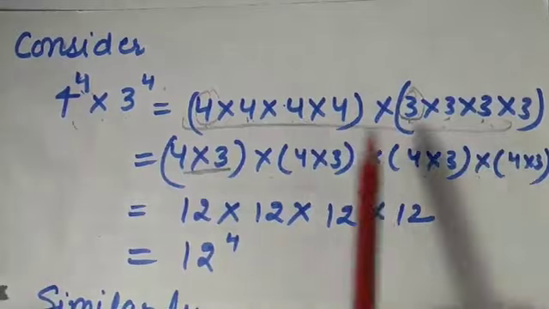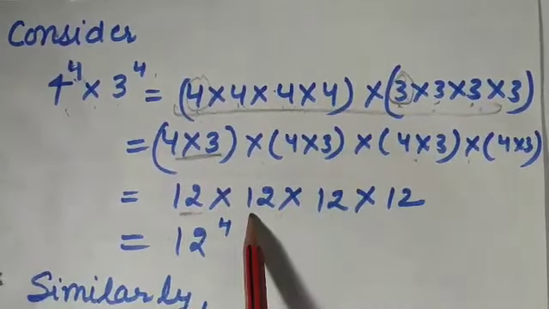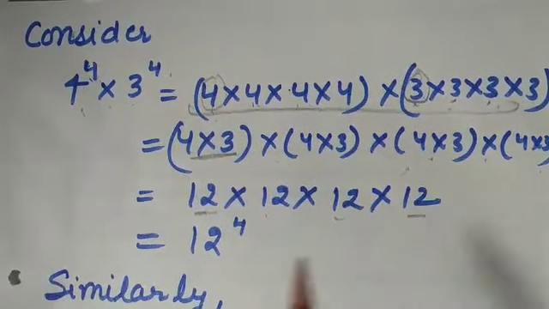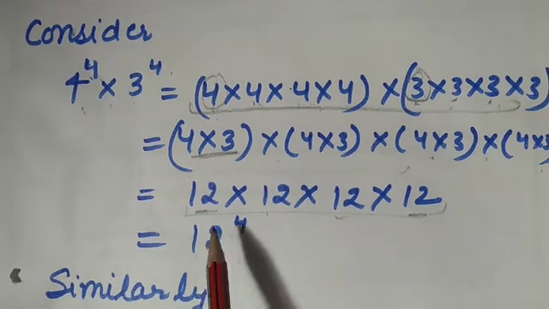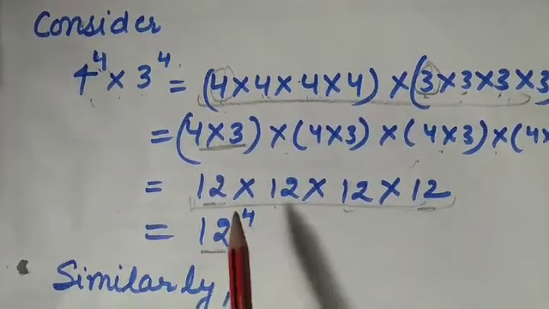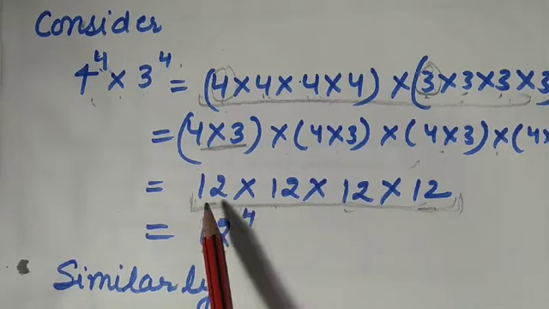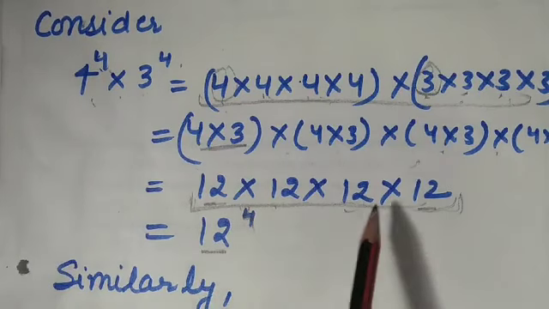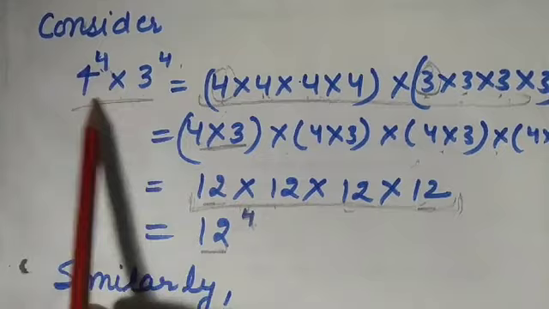Again 4 into 3. 4 into 3. Now what am I getting? 4 into 3 is 12. Again 4 into 3 is 12. 4 into 3 is 12, 4 into 3 is 12. So I am getting four 12s and they are being multiplied. So this can be written in exponential form as 12 raised to the power 4, because here 12 is being multiplied, and how many times is it multiplied? 4 times. So that will be its power or exponent. So this can be written as 12 raised to the power 4, and this is the value of this.